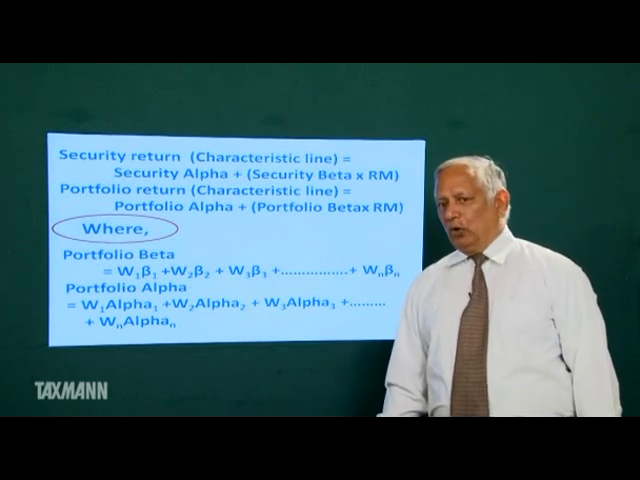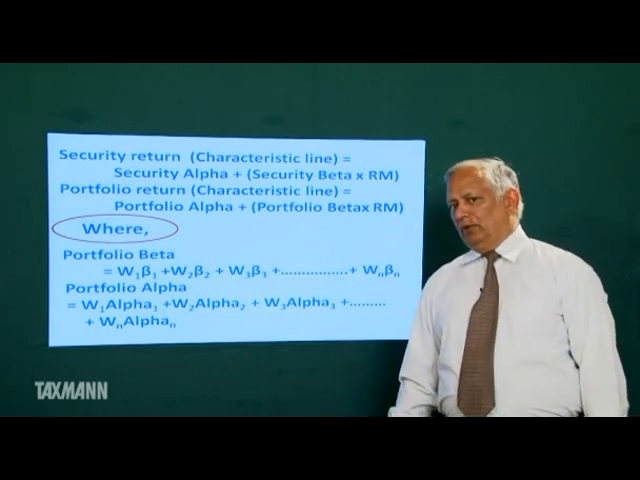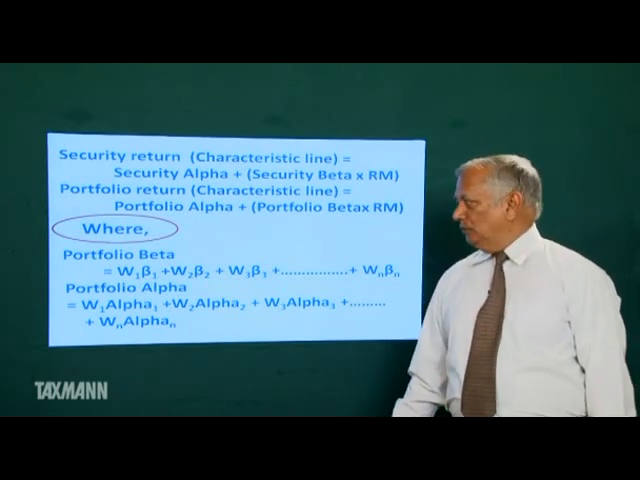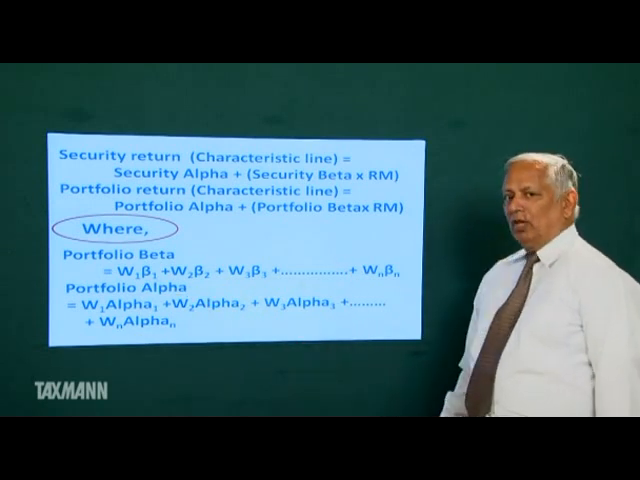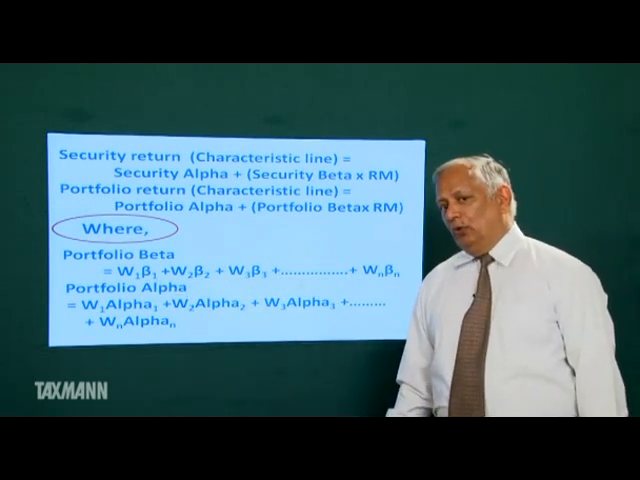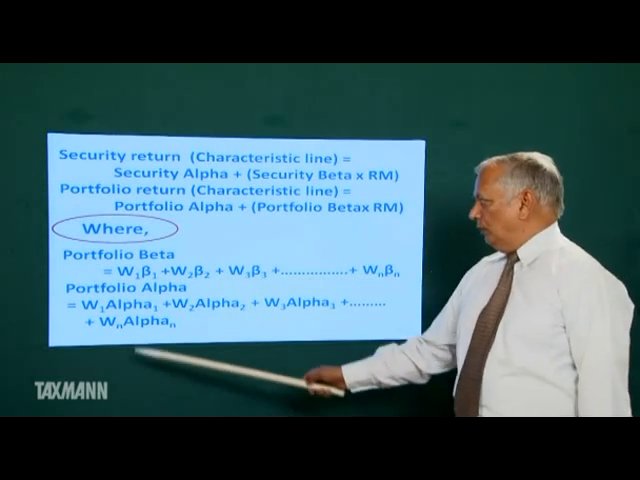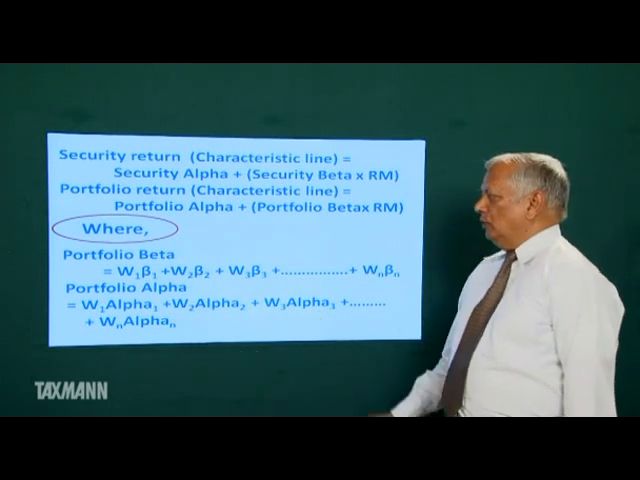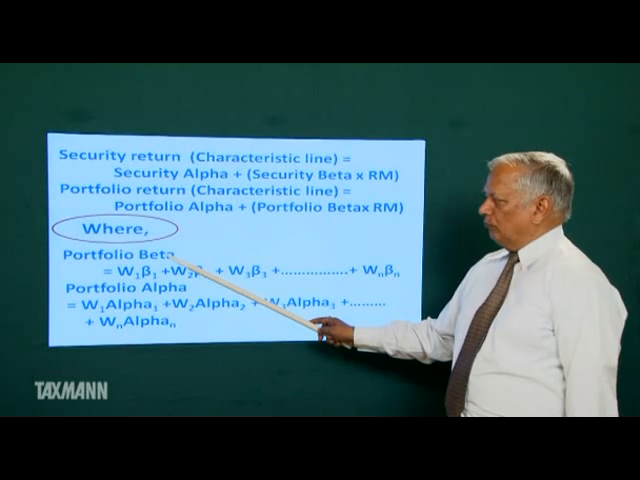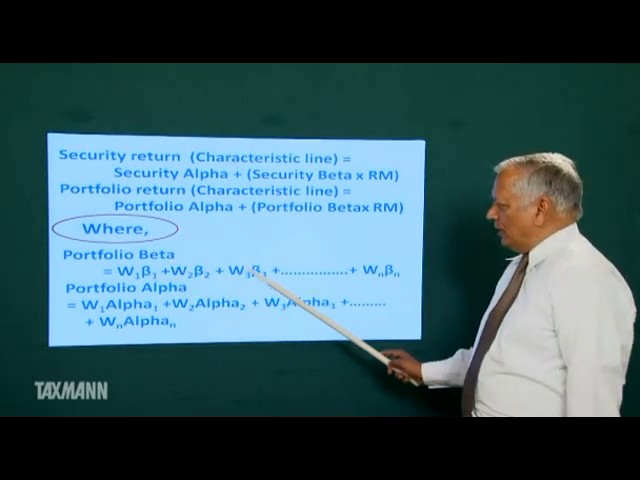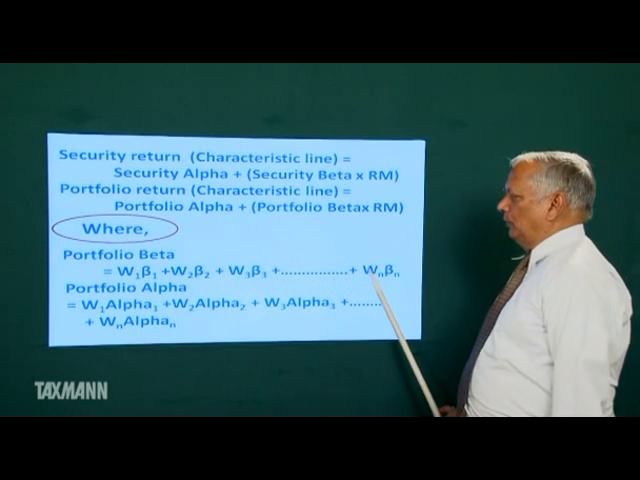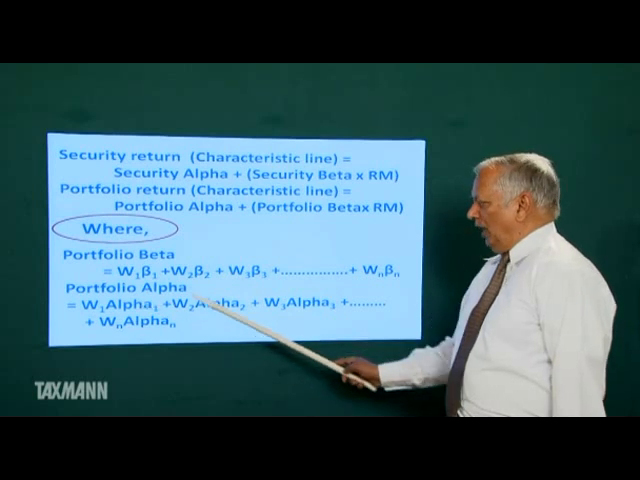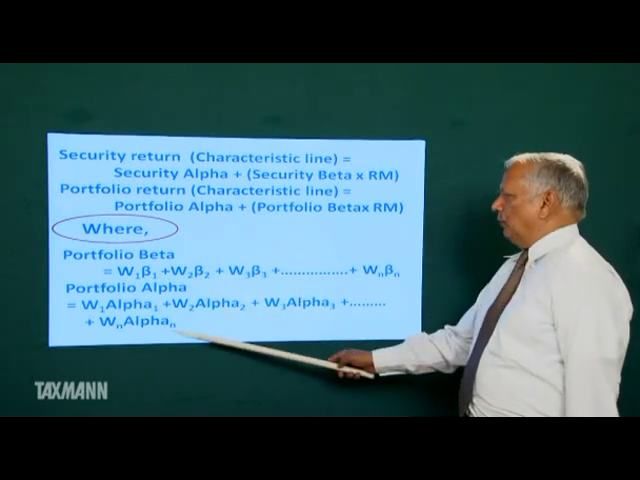If there are 10 securities in the portfolio, we will find beta of each security. We will take their weighted average. We shall find alpha of each security, and take their weighted average to find portfolio alpha. So, portfolio beta is equal to weighted average of betas of the securities constituting the portfolio. Portfolio alpha is equal to weighted average of alphas of the securities constituting the portfolio.